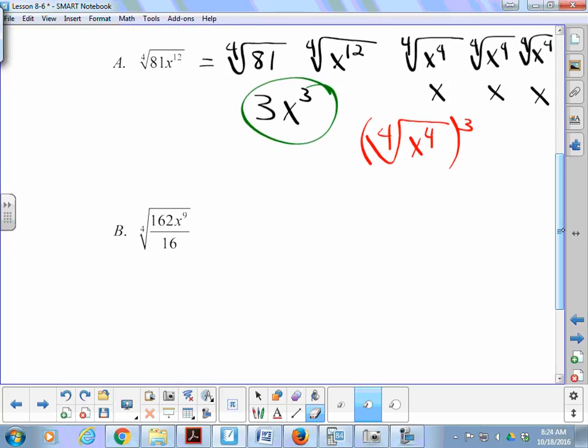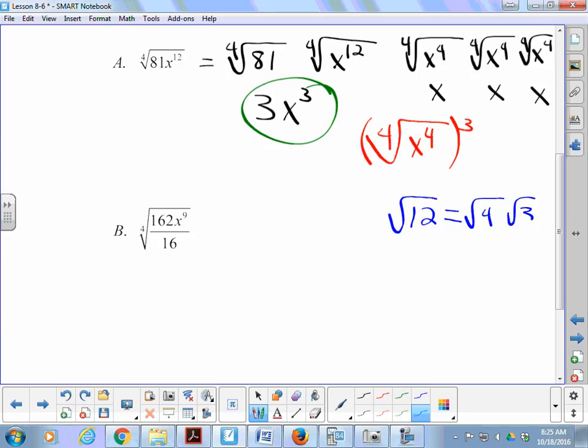All right, letter B. The 4th root of 162x to the 9th over 16. So back when we were working with just square roots, we would get situations like we did in the warm-up, the square root of 12. So we say, okay, what's the largest square that goes into 12, and say, okay, that's 4. So I could rewrite this as square root of 4 times square root of 3. Square root of 4 is 2, and then we're left with square root of 3.